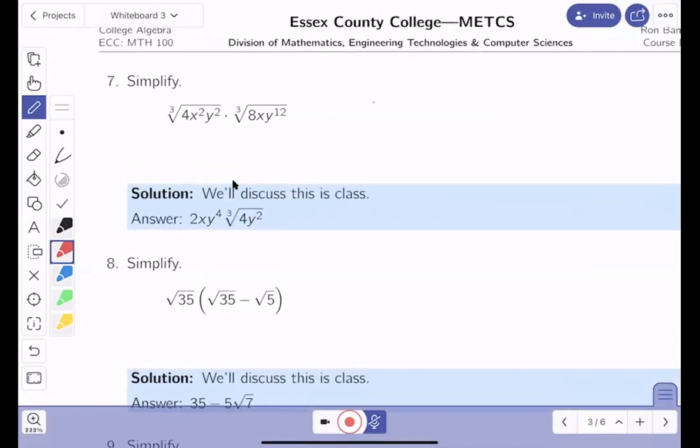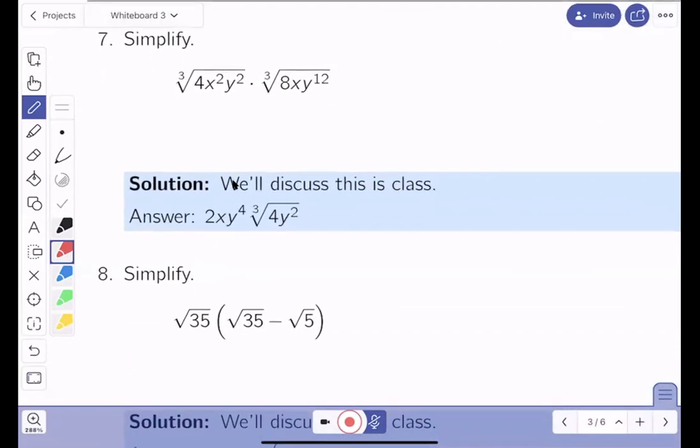Well, it looks nasty. But I still want to do it. And again, there's a variety of ways of doing it. I don't want to confuse you with all the different ways. I'm just going to multiply it. What's 4 times 8? 32. x squared times x, x cubed. y squared times y^12, y^14.